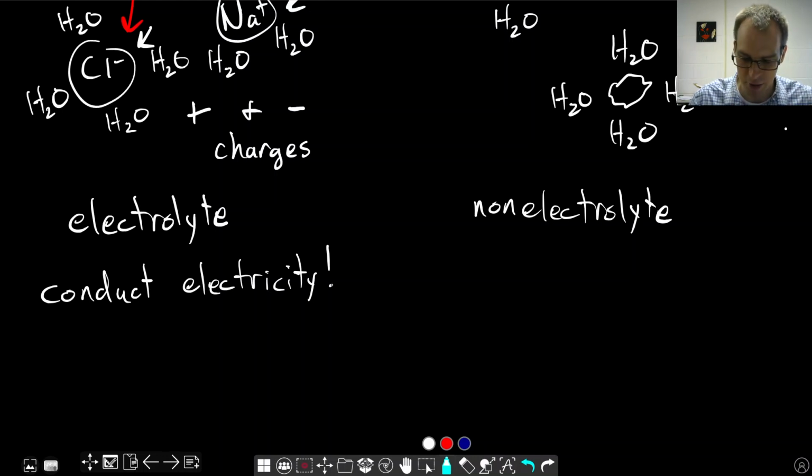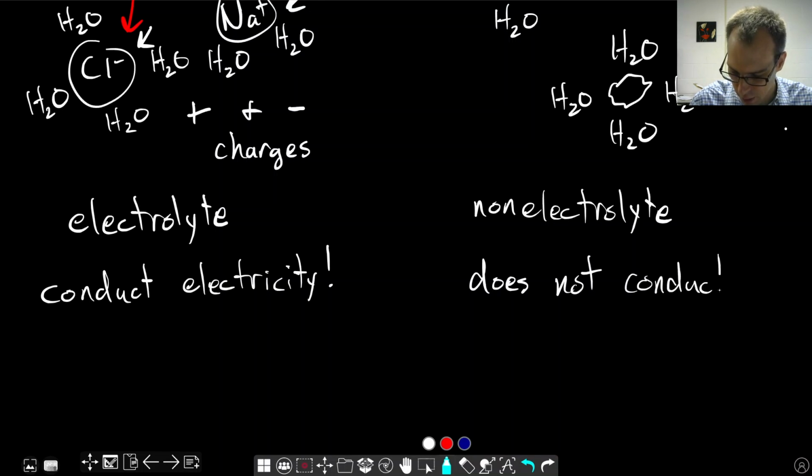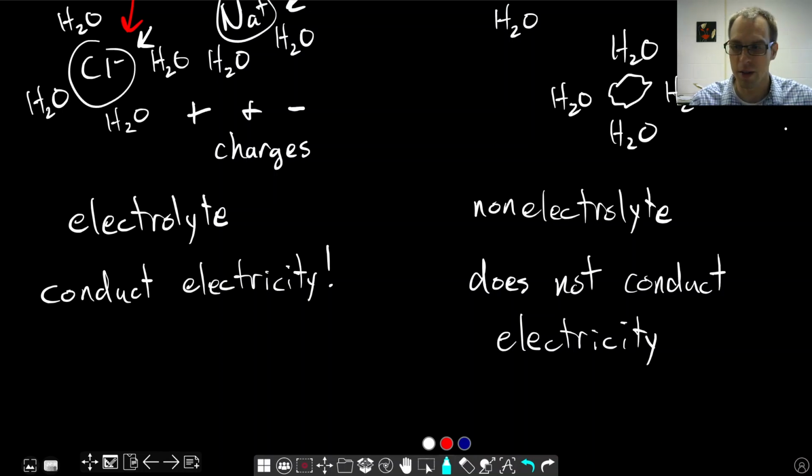A non-electrolyte solution, so if you have a solution that's strictly just water and sugar, does not conduct electricity. So if you dissolve sugar in water and there's no other ions present, if there's not any electrolytes that are already there, it will not conduct electricity, sugar and water.